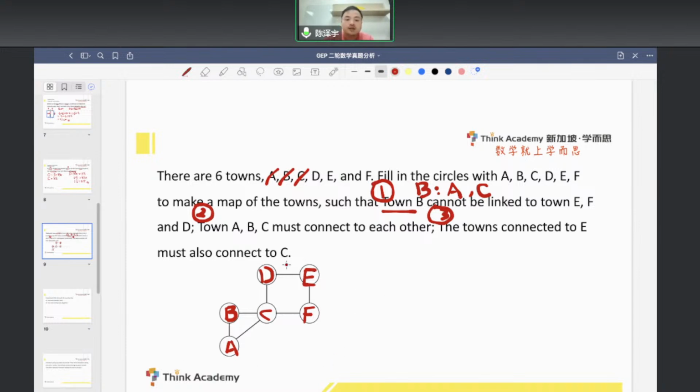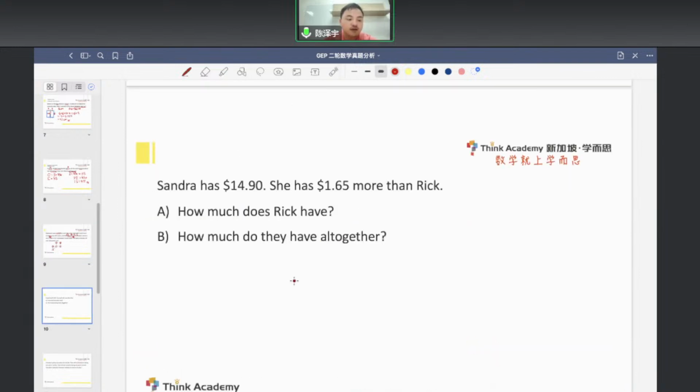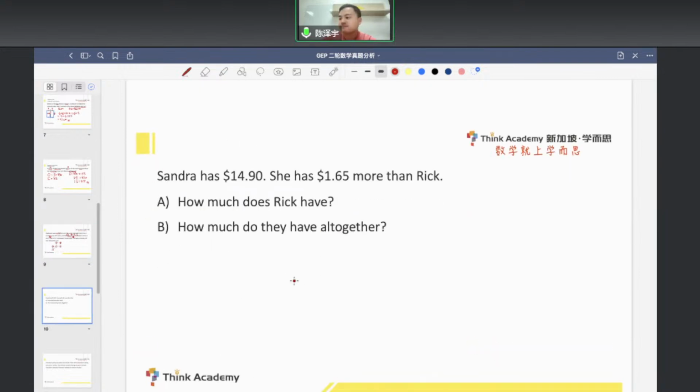So this question is quite a simple logic reasoning question. Just based on these three clues, you can solve the question easily. How many of you here did this question correctly? Okay. So next, let's move on to the next question.